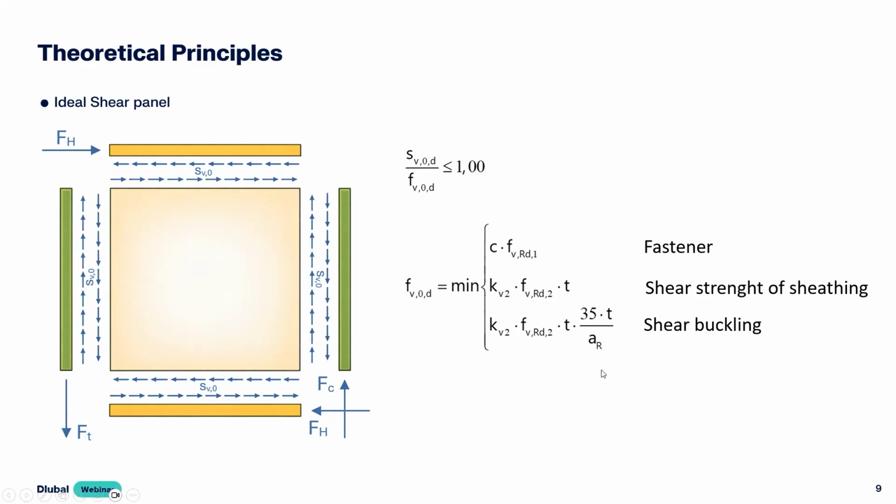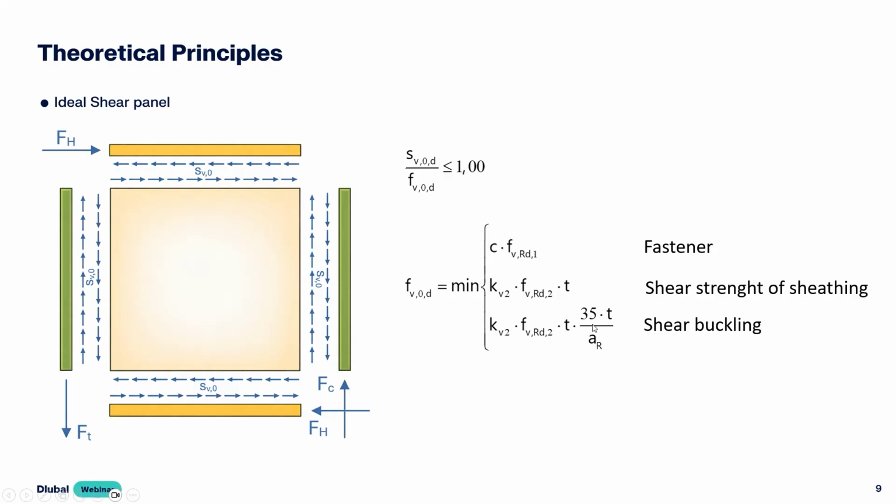The source of these equations comes from the old German code, the DIN 1052. Especially the second and the third equation are also mentioned in the German annex and in the Austrian annex, as far as I remember. There is some simplification in the Eurocode because of shear buckling. We will come to this later and check it directly in the software.